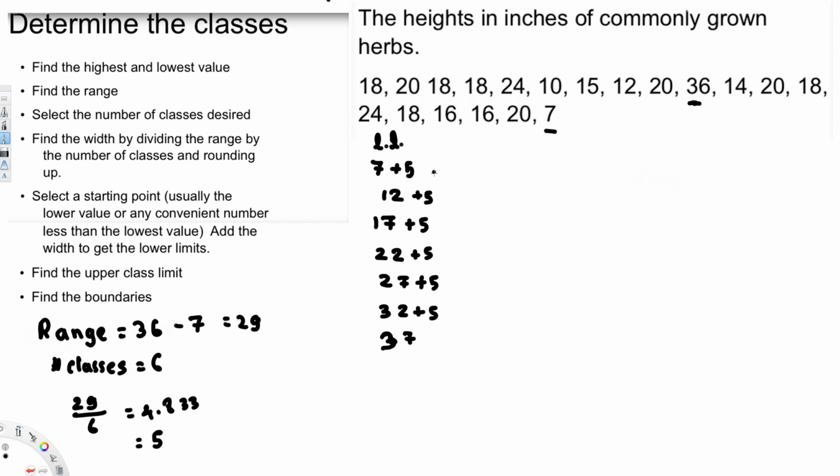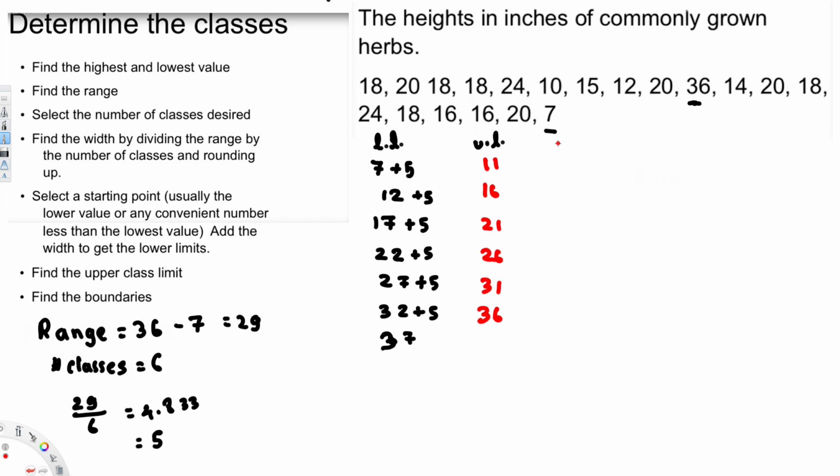And the upper limits, we simply subtract 1 from these. So the upper limit for 12 is 12 minus 1, that's going to be 11. Then 17 minus 1 is 16, 22 minus 1 is 21, 27 minus 1 is 26, 32 minus 1 is 31, and then 37 minus 1 is 36. And this is going to be our upper limit. Now we can go ahead and write our class.